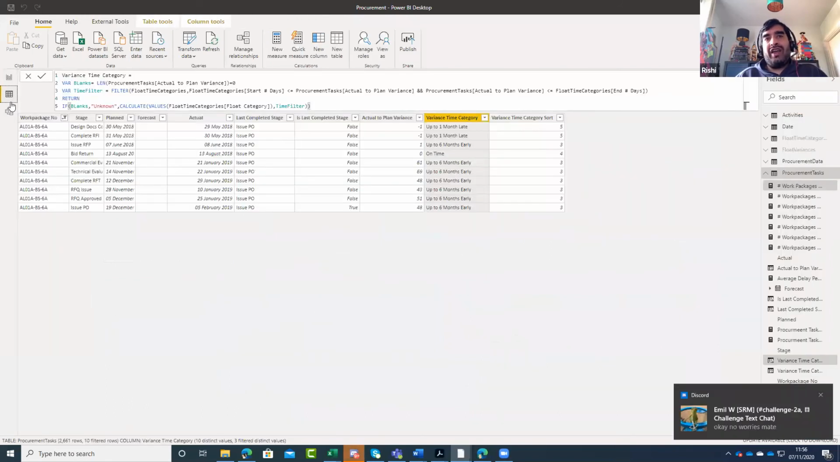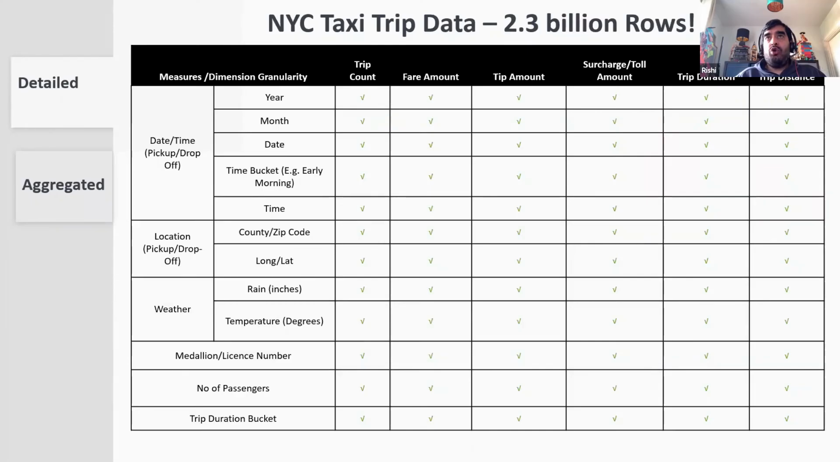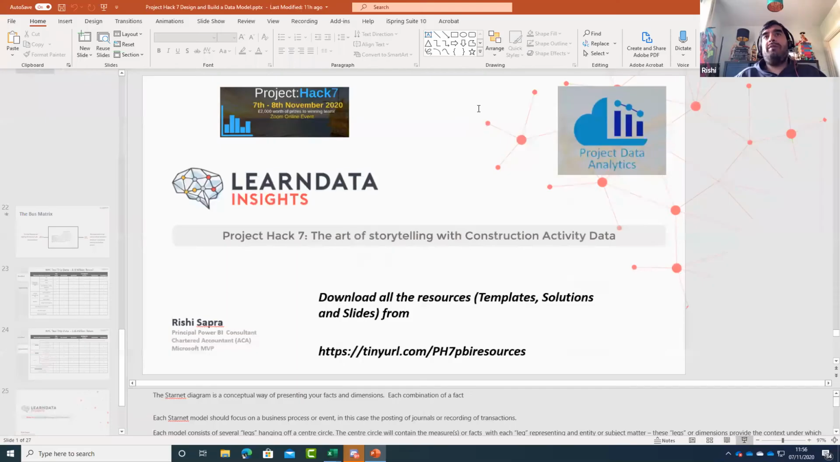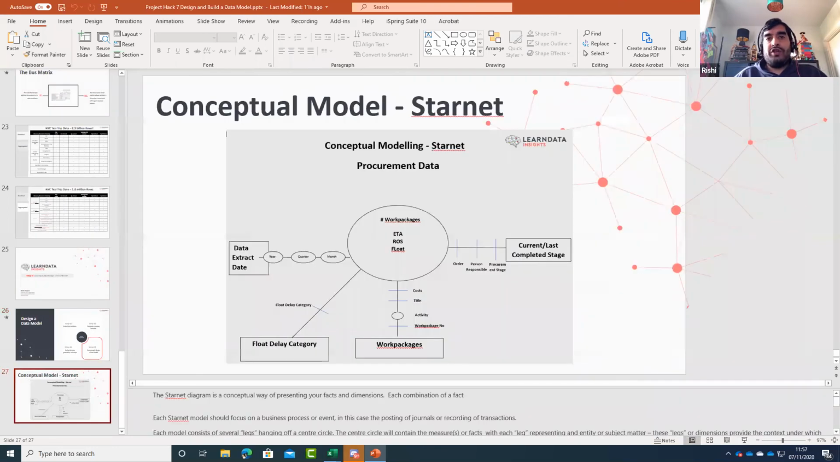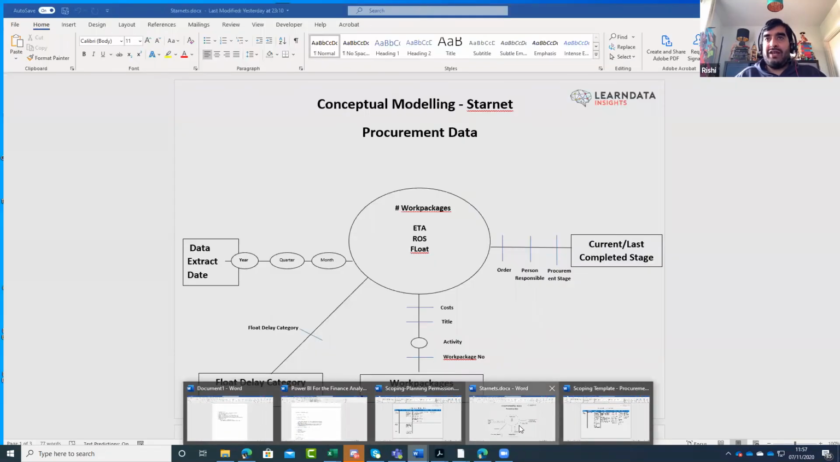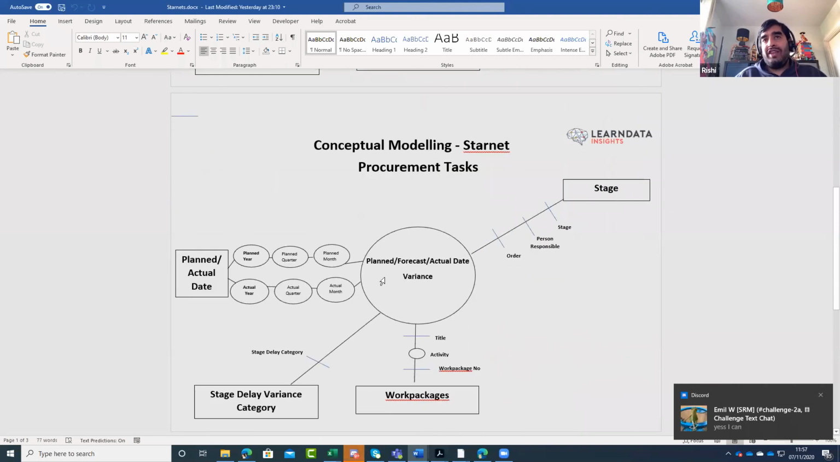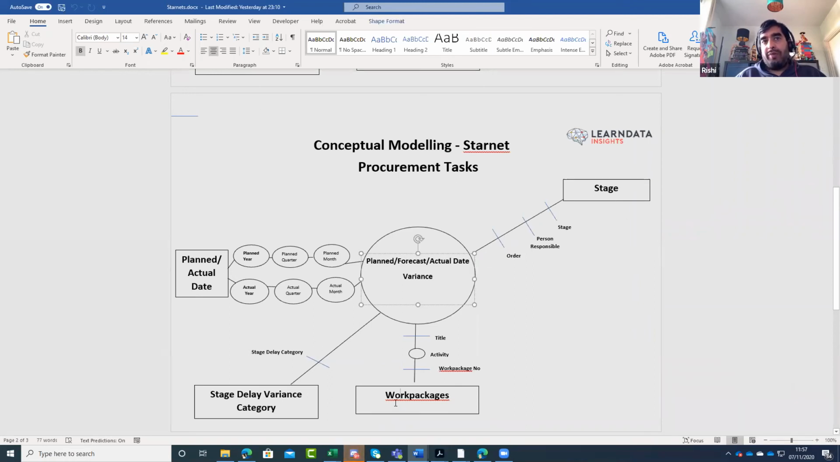So in order to get to this point, we really need to think about the data model, which is where this really comes back to here, because we have these Starnets that we could look at. Let me just open up the Starnet for that second procurement task. Each fact table will have its own Starnet, so here we've got two Starnets because we've got two fact tables. This planned forecast actual date and variance is broken down by stage: what the stage is, what the planned forecast actual date is against work packages, the variance category, and the planned and actual date.